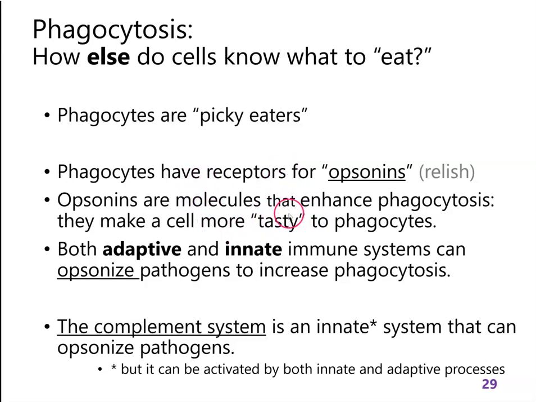One kind of opsonin is an antibody. So if antibodies coat the outside of a virion, a macrophage is likely to eat it because it will recognize that. Also, the complement system will opsonize pathogens. Antibodies are part of the adaptive immune system. The complement system really is an innate system, but they can both opsonize pathogens, and that allows our macrophages to know to eat them.